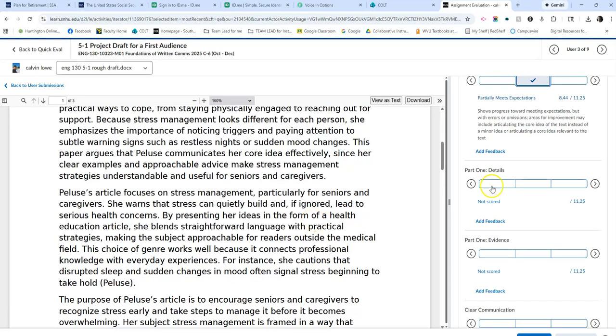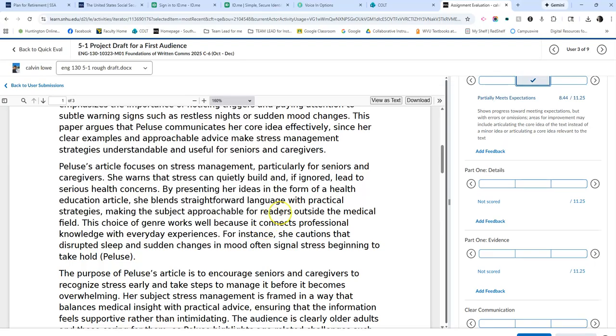Now, in the body paragraphs is where I expect to find the details and evidence. So let's see. Okay, you just end the whole paragraph with Pelosi's name here, and that doesn't work. You have to properly blend your source citations, okay?